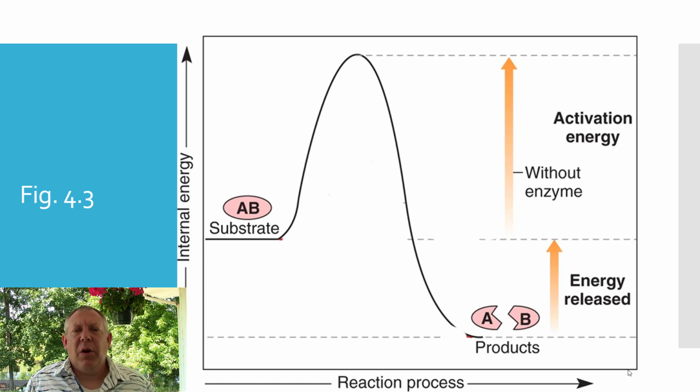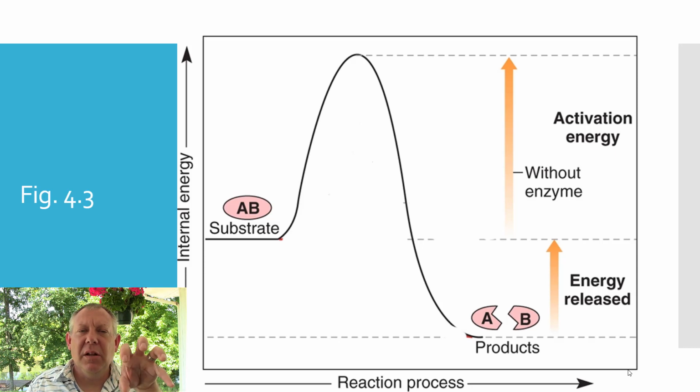And so this is a diagram we're going to keep looking at time and again. It's figure 4.3 from your book. And on the x-axis, you've got the reaction process, so that's just basically time. And on the y-axis, you've got internal energy, the energy of the molecule that we're working on. And so what this is showing is that your molecule has some energy stored in it. That's why it doesn't start down at the bottom of the x-axis or the y-axis. It starts in the middle of the y-axis because that molecule has energy.